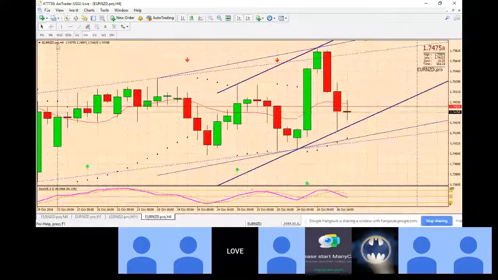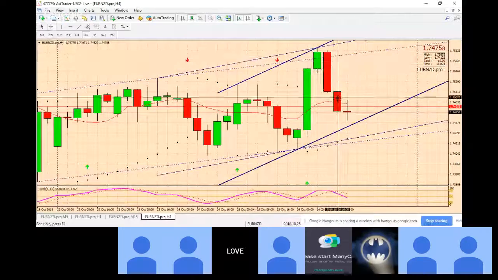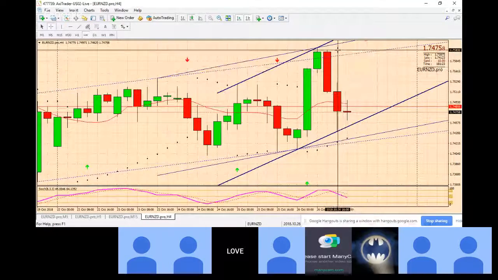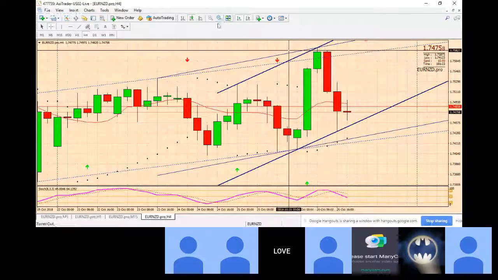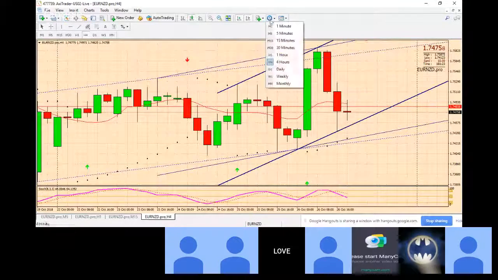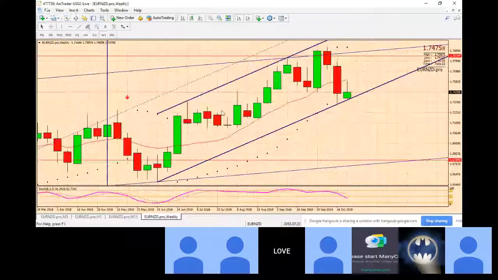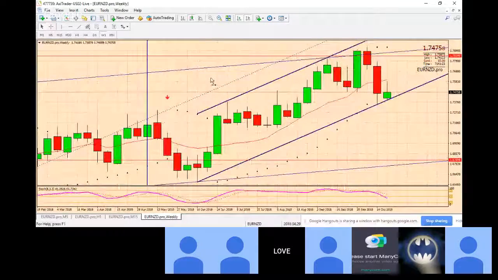So that one, yeah, pretty much it's showing a reversal on this one. Let's look at weekly. What is happening on weekly? Right, it's a clear uptrend.